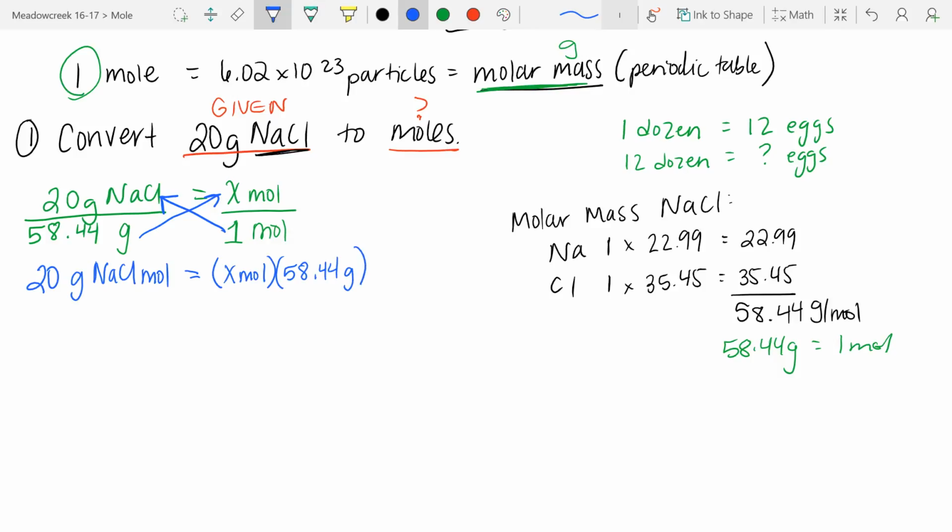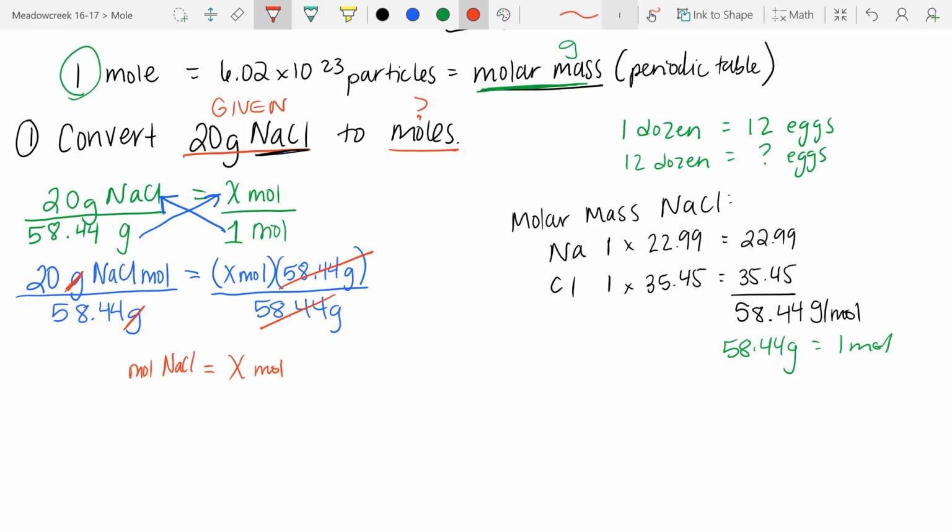So x number of moles times 58.44 grams. Now, in order to get x by itself, it's currently being multiplied, so I need to do the opposite. I need to divide by 58.44 grams on both sides in order to get my variable isolated and by itself. So when I look at this, my 58.44 grams on both sides cancels out, and then my grams cancels out on my left side. So when I do the math here, I'm going to have x number of moles is going to be equal to my units, are moles of NaCl.